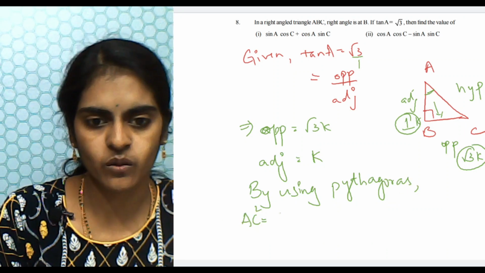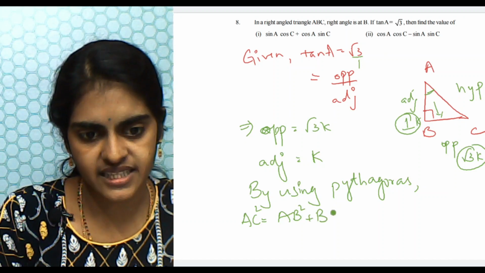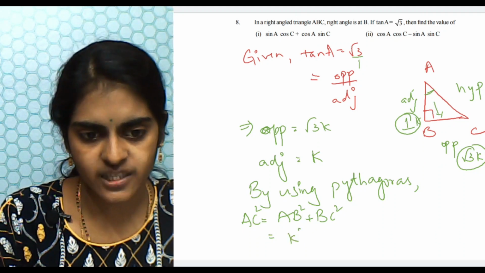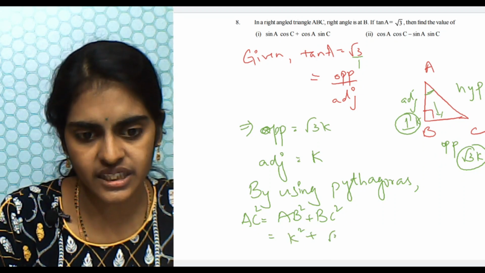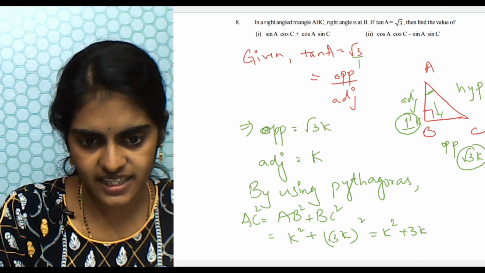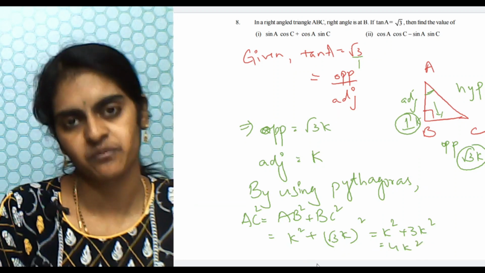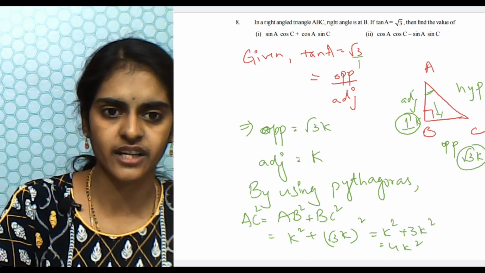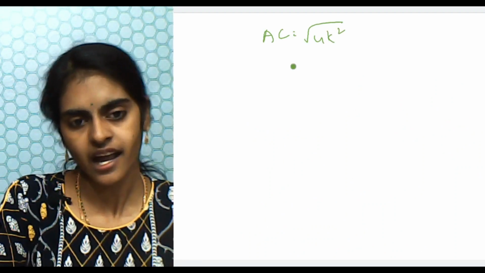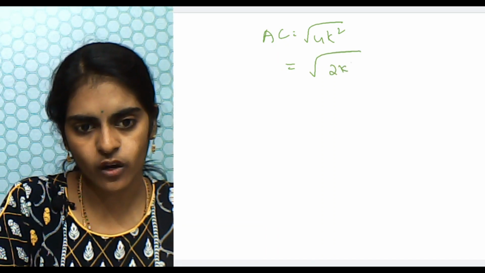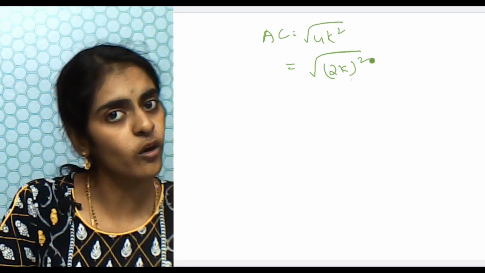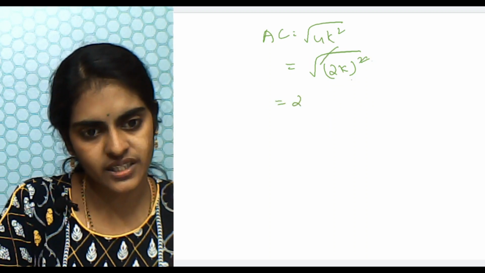AC square is equal to AB square plus BC square. AB square is k square, plus BC is root 3k whole square, which is 3k square. So it is 4k square. AC square is 4k square. Now I want the value of AC. AC is nothing but root 4k square. I can write 4 as 2 square, so this is 2k whole square under the root. Square and square root get cancelled, so this is 2k.